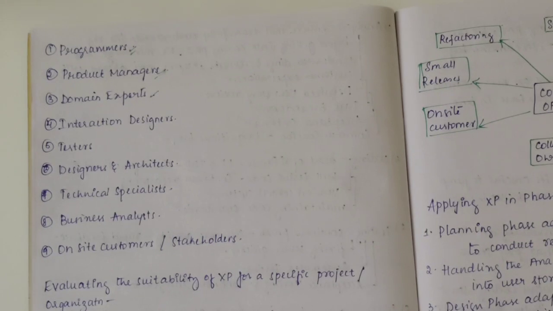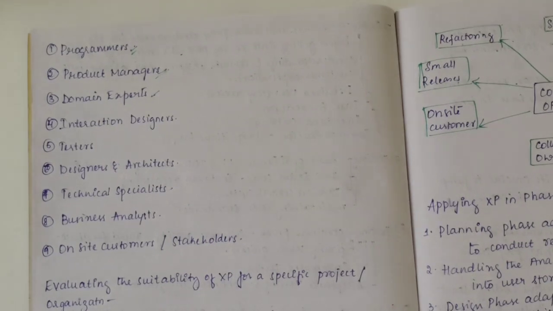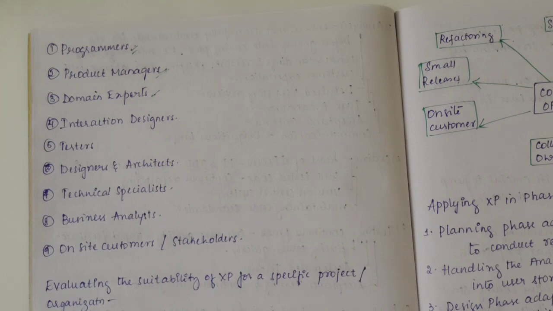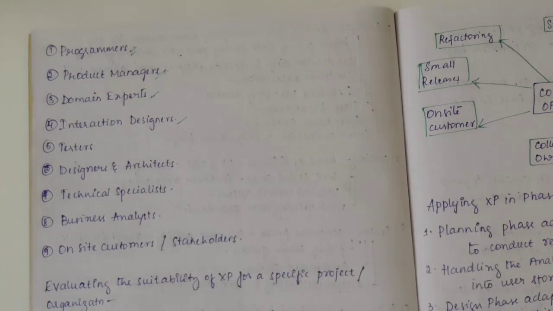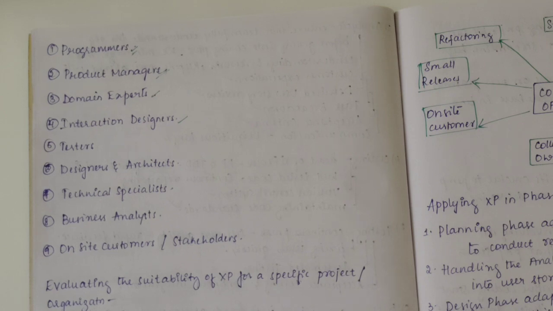Then we have the domain experts. Domain experts are those people who have great knowledge about a particular domain. This domain could be related to any aspect of our project. Next we have the interaction designer. Interaction designers define the product's user interface. The UI/UX designer could be termed an interaction designer. Okay, so they make sure that the appeal and the aesthetics of our project or the website are proper.